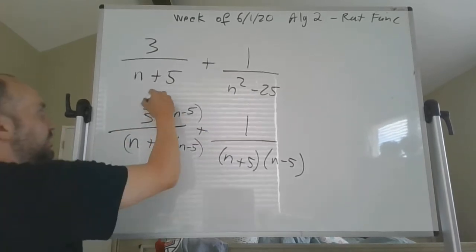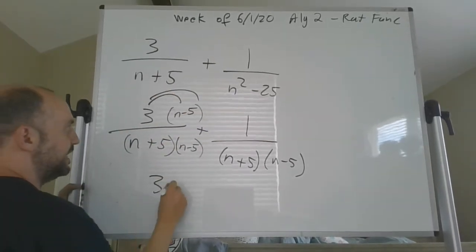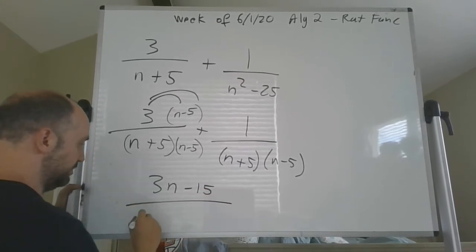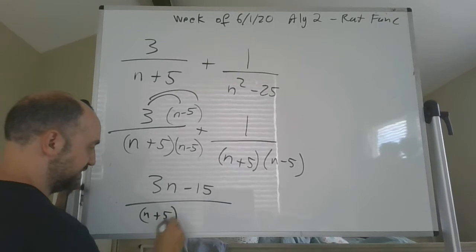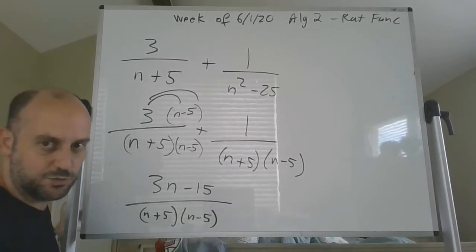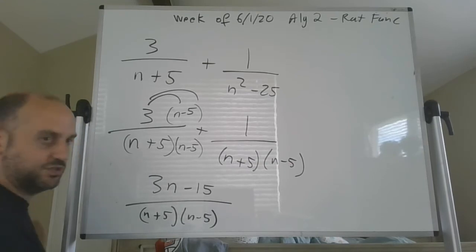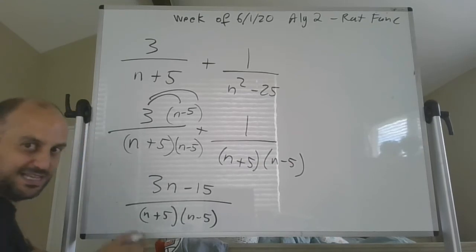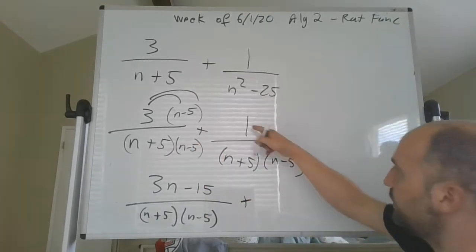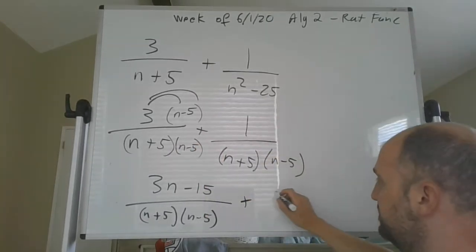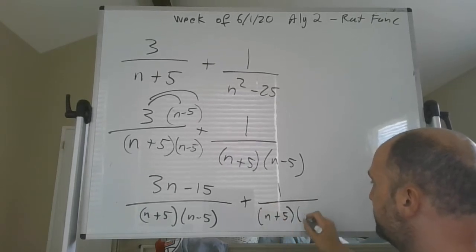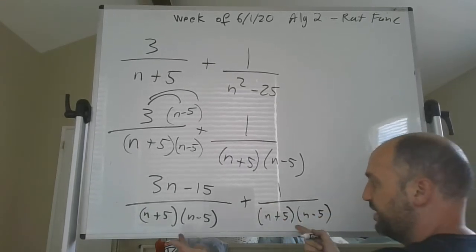So let's work this out. What's that going to be? That's going to be 3n minus 15 over n plus 5, n minus 5. Now, if you're wondering why I'm not multiplying this out, we know it's n squared minus 25. We factored it out. I'm just going to leave it at that for now. Okay? We haven't changed this fraction at all, so it's just 1 over the same thing, n plus 5, n minus 5. Voila, we have common denominators.